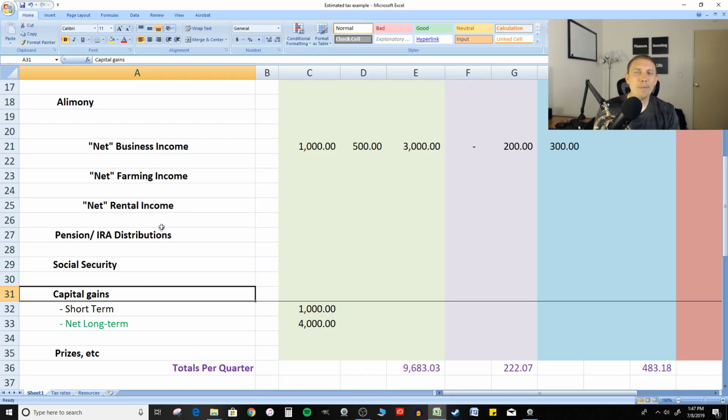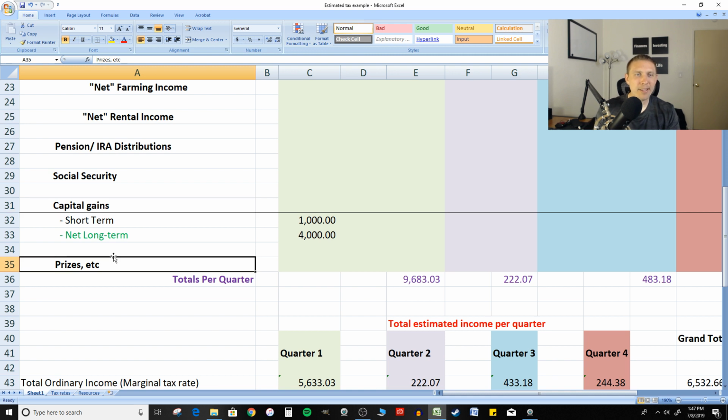The last income item that I would think about for estimates, which I don't think most people are going to have, is prizes. Let's say you win a car. You're at a trade show and you win a $20,000 car or $30,000 car. Well, that would be reportable income, right? It would be. So that's why I have the prizes line there.